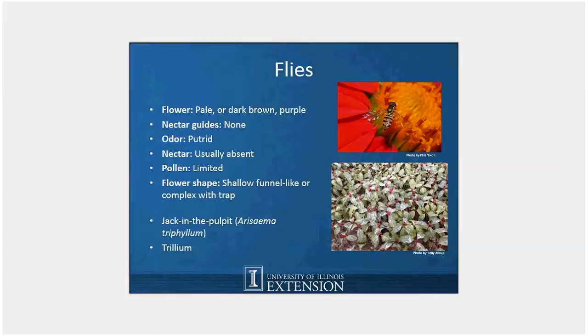These flowers tend to be pale or dark brown in color or purple. And as you can see in that top right picture, there are exceptions to every rule. No nectar guides again. Putrid smell, kind of like rotting meat, stuff like that. They're trying to draw the flies in. They're attracted to that smell. Nectar is usually absent, limited amount of pollen. And the flowers are either shallow funnel-like or they have a complex trap. And some native plants that are pollinated by flies are jack-in-the-pulpit or trillium, and that is trillium in the bottom right corner over there.